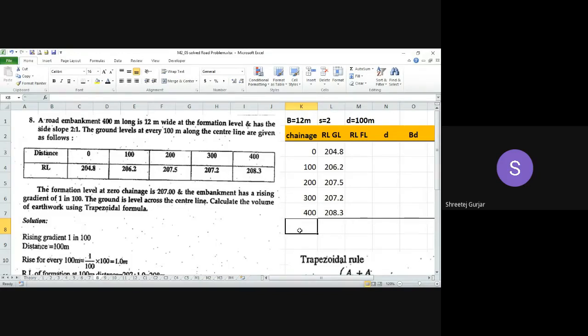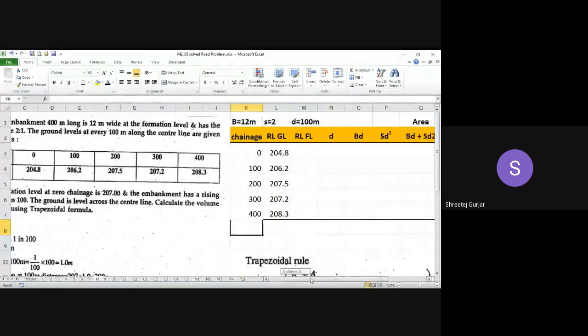The formation level at 0 chainage is 207. Then the embankment has a rising gradient of 1 in 100. The ground is level across the center line, so it does not have any transverse slope. Calculate the volume of earthwork using the trapezoidal formula. They have mentioned that we have to use the trapezoidal formula, so you have to prepare a tabular column appropriately. So, moving on to the tabular column.